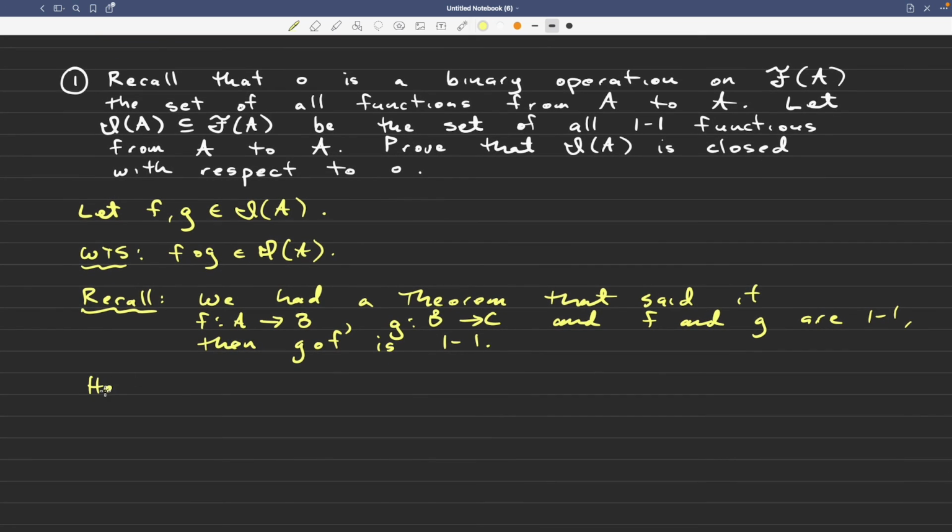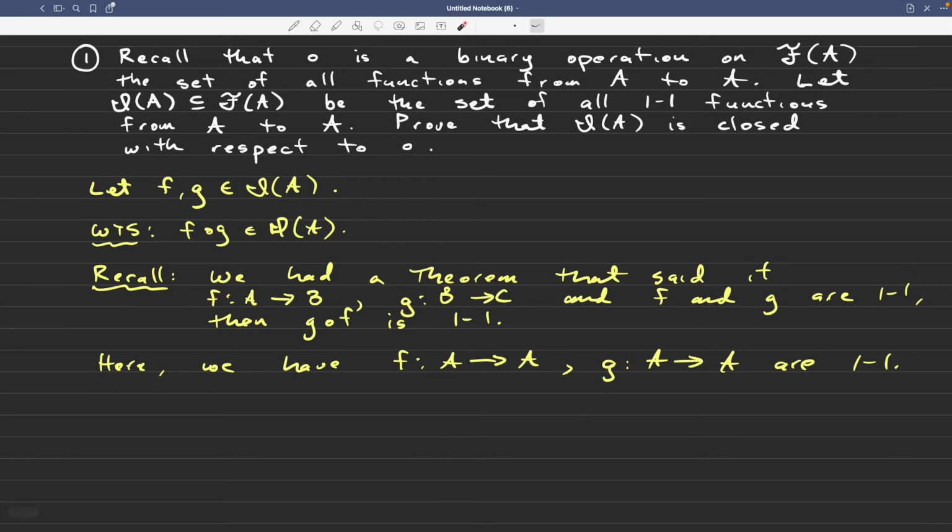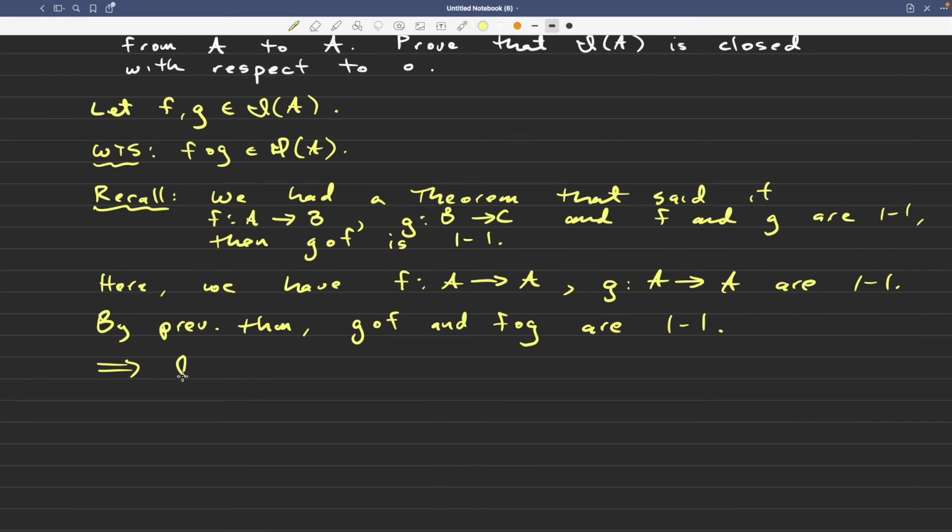So here, in our problem, we have f going from A to A, and g also going from A to A, and they are one-to-one. So in this case, the B and the C sets are all A. That previous theorem tells us that g composed with f and f composed with g, whichever order you want, are one-to-one. So that tells you that I of A is closed with respect to composition. If I compose any two functions in that set, I get back another one of them.